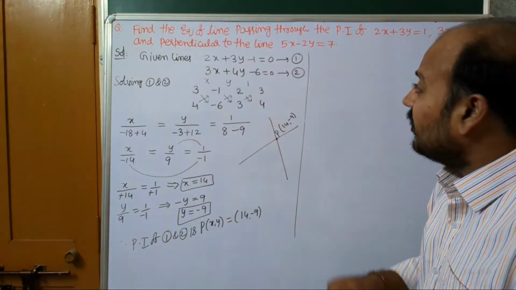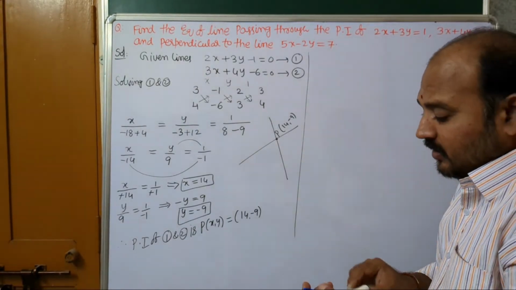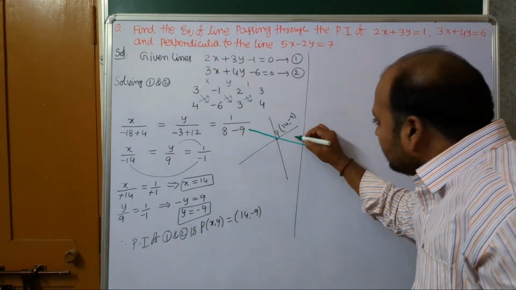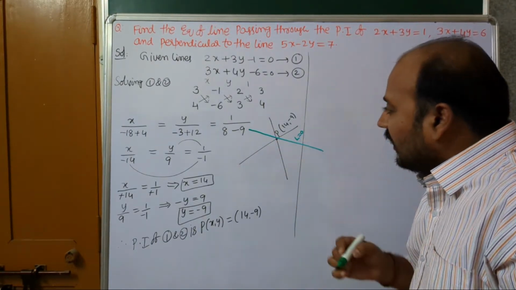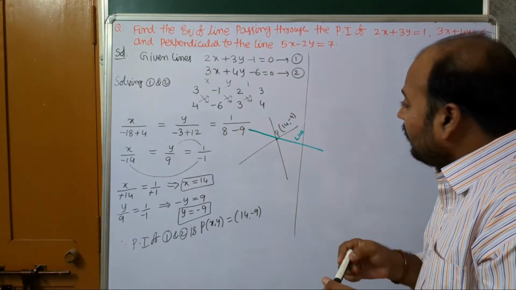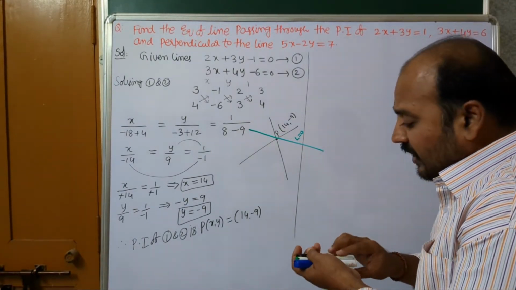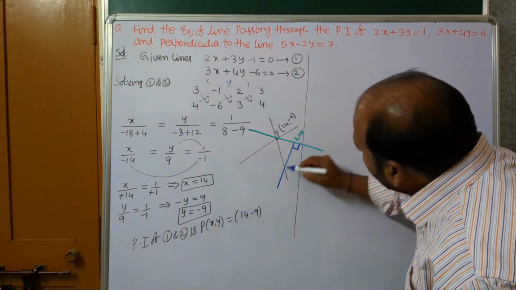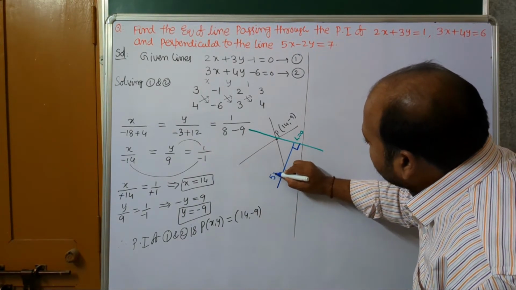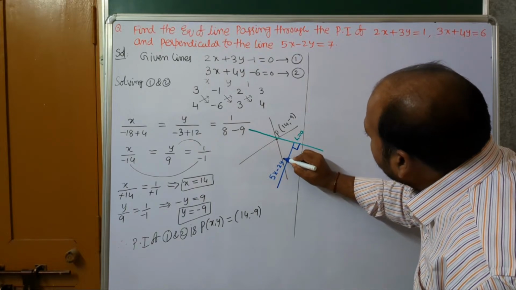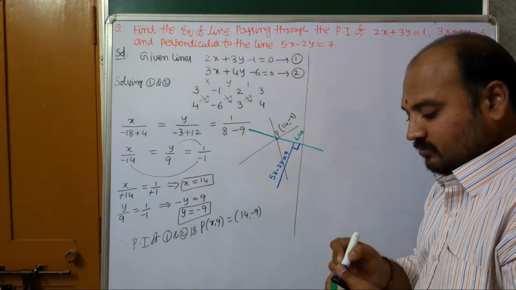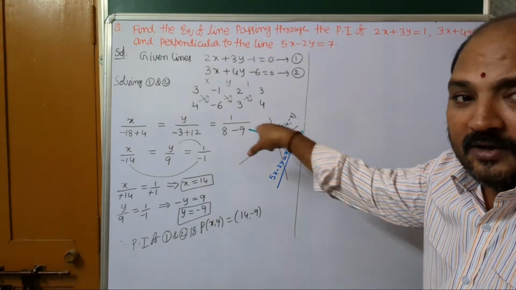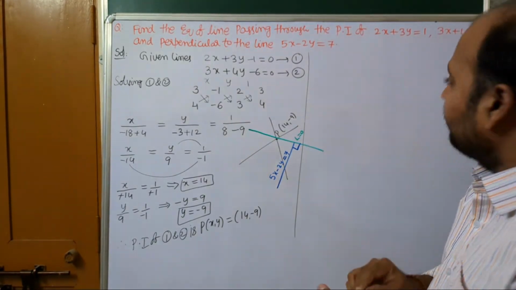Find the equation of the line passing through the point of intersection. This line I am going to calculate, and it is perpendicular to the given line. So the given line is this one. What is the given line? 5x minus 2y is equal to 7. So this line L is equal to 0, the green line, that I am going to calculate.